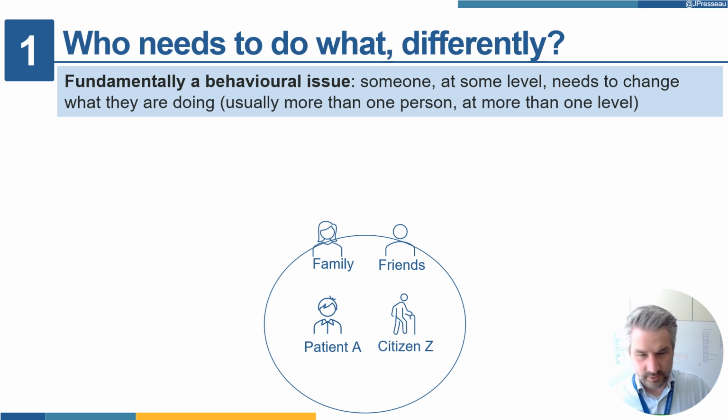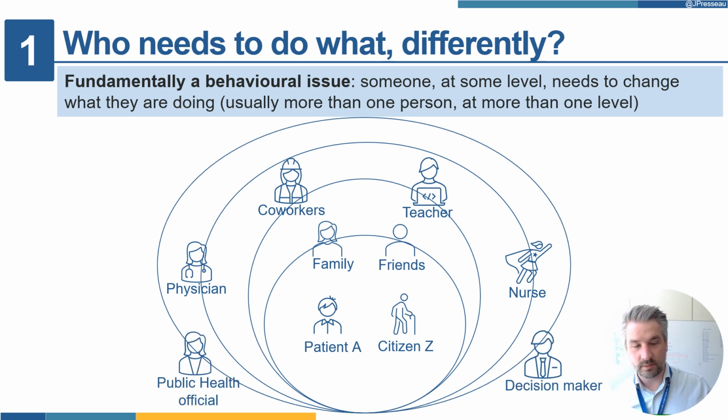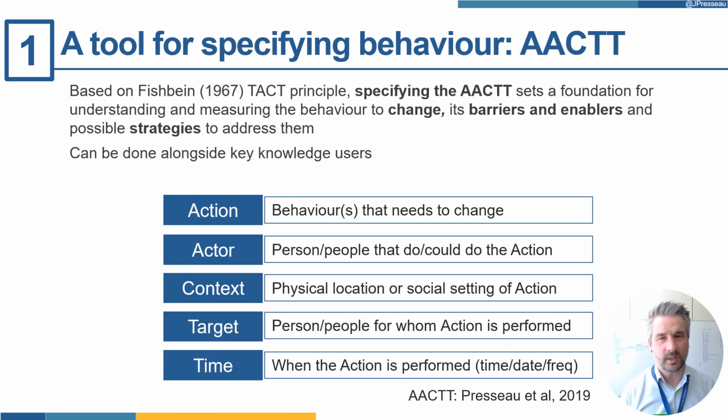So we're used to thinking about patients and the public, but in order to implement something into practice, it might involve families and friends, it might involve coworkers and teachers, it might involve physicians changing what they do, nurses changing what they do, public health officials, and even decision makers. All might have to change something in order to ensure that your intervention is being used in routine practice in the healthcare system.